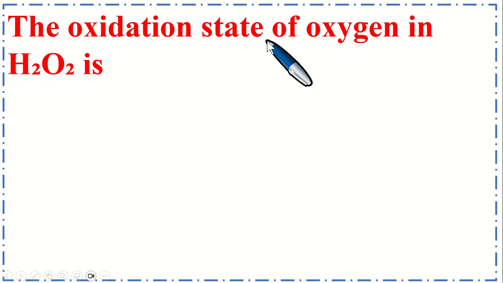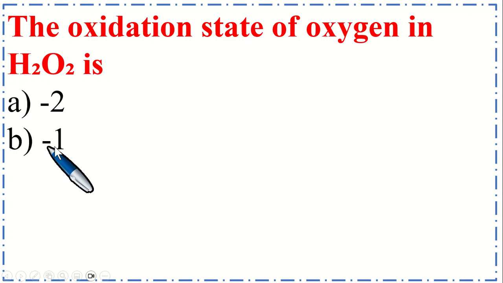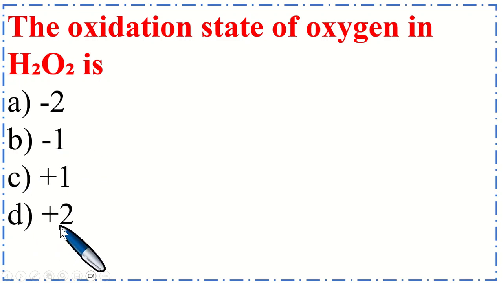The oxidation state of oxygen in H2O2 is: option A, -2; B, -1; C, +1; and option D, +2. So the correct option is B, -1.